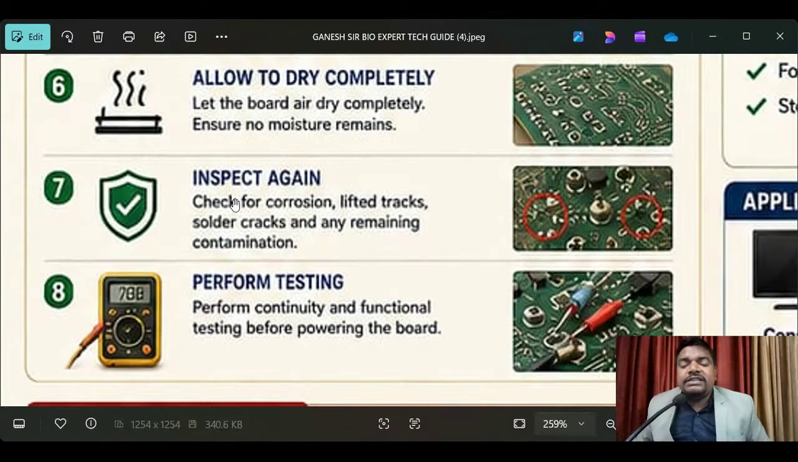Seventh point here, cleaning step by step. Seventh point, inspect again. Check for corrosion, filled lifted tracks and solder cracks, and any remaining contamination. See, contamination looks like this, as shown here.